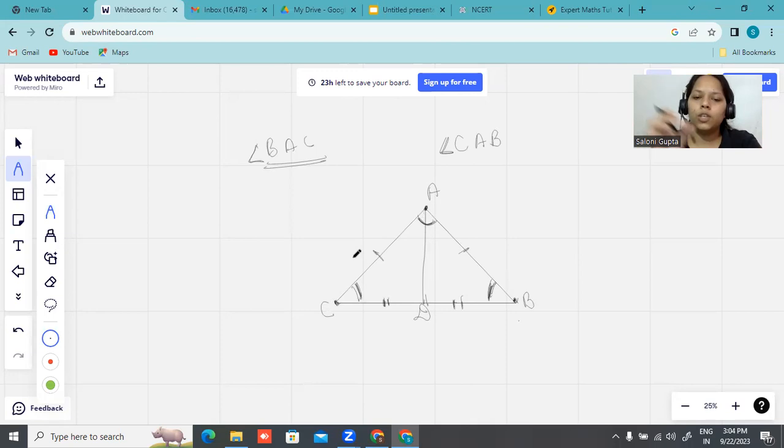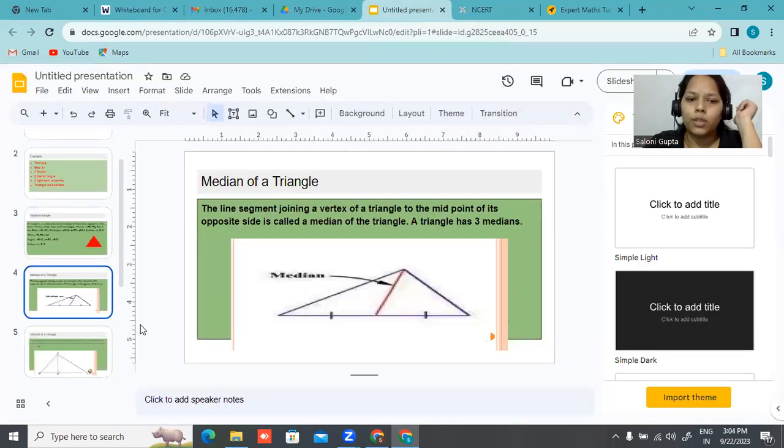Now you can draw this median from any vertex, as we have three vertices. So we can draw three medians, and it will always lie inside the triangle. The question can be asked how many medians you can draw and where they lie. You just remember it always lies inside the triangle, it divides the triangle into two equal parts, and it also divides the opposite side into two equal parts. So this is all about the median.